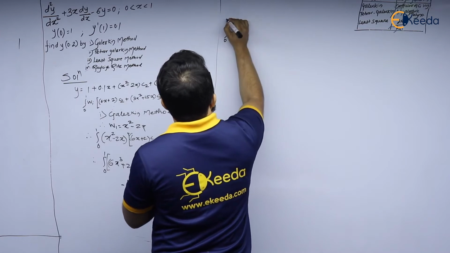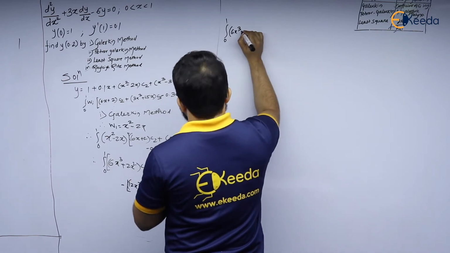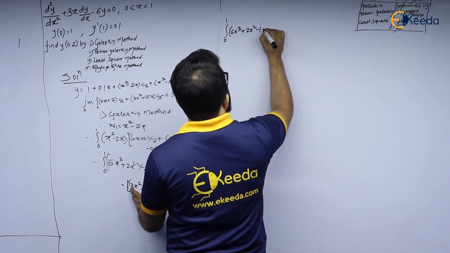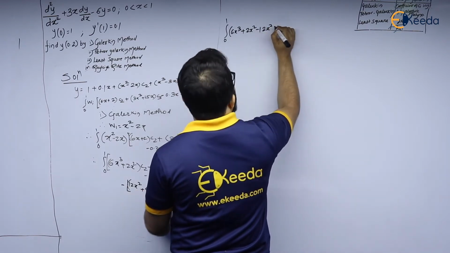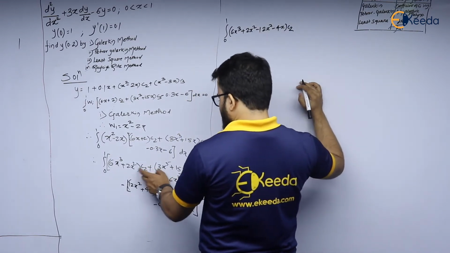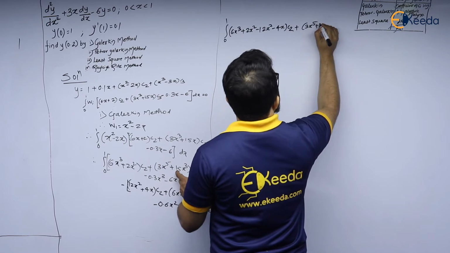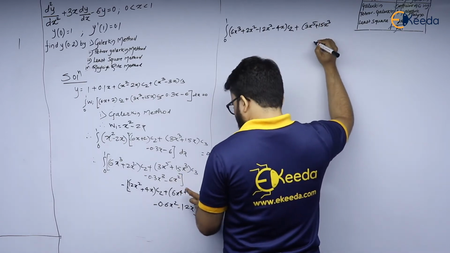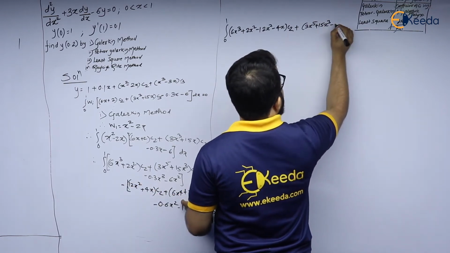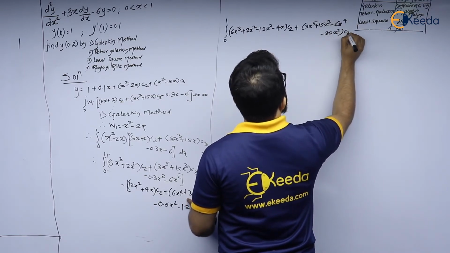So gathering that, you will get 6x cube plus 2x square minus 12x square minus 4x into C2. Similarly, C3 term, so this becomes 3x raised to 5 plus 15x cube. Due to this minus sign, this sign will be changed. So this becomes minus 6x raised to 4 minus 30x square into C3.